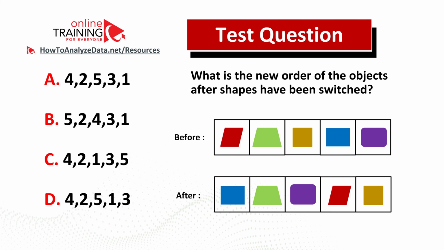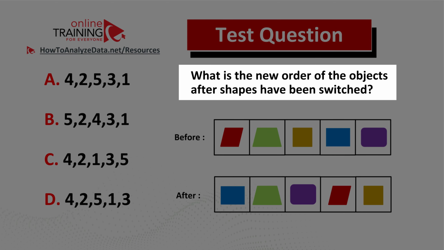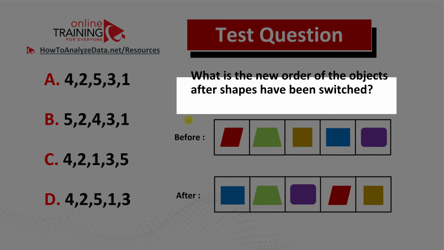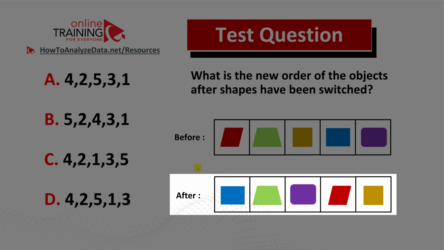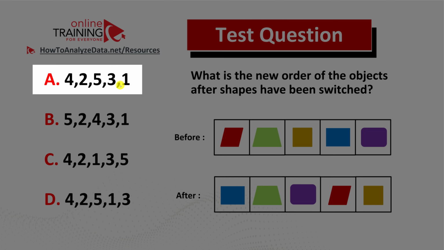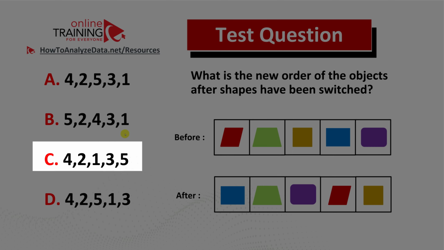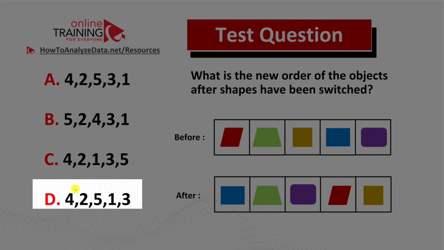Let's look at the interesting question, which you should be able to solve in under 30 seconds. What is the new order of the objects after shapes have been switched? And you have the before order of the objects and then the after order of the objects. And you have 4 different possible answers. Choice A, 4, 2, 5, 3, 1. Choice B, 5, 2, 4, 3, 1. Choice C, 4, 2, 1, 3, 5. And then choice D, 4, 2, 5, 1, 3.